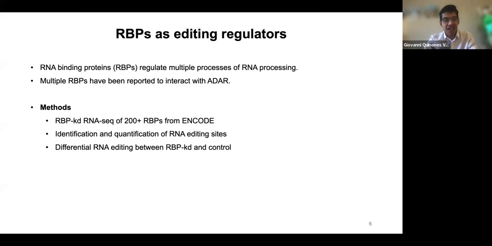We identify and quantify RNA editing sites. That is, by looking at the RNA sequencing data, we find specific positions in the transcriptome that are edited. And we also obtain an RNA editing level, which is how many reads that map to this position are edited versus how many are not. And we also perform differential RNA editing analysis between RBP knockdown and control. And this is how we can quantify the effect of that one RBP on the overall RNA editing levels.